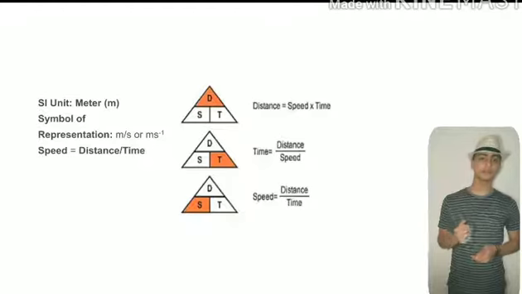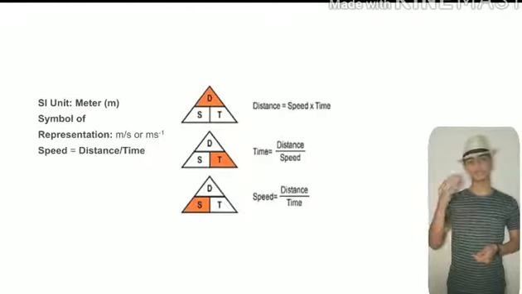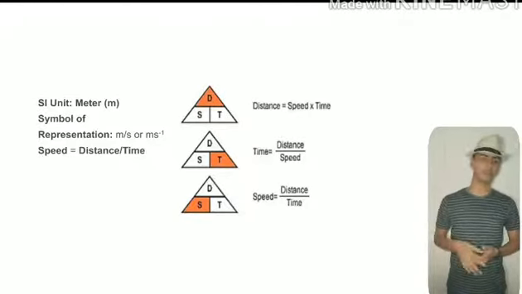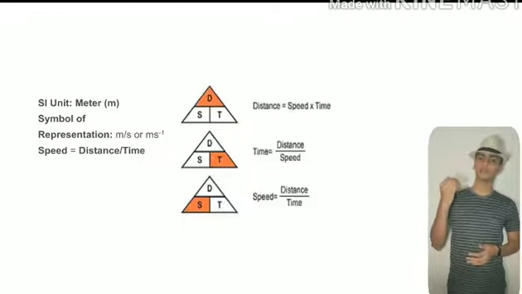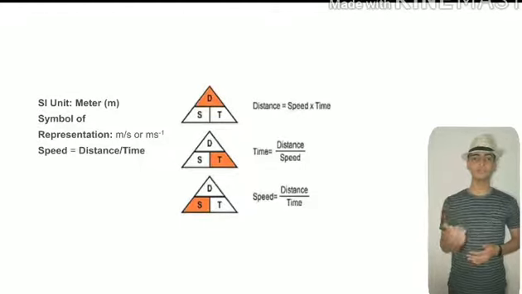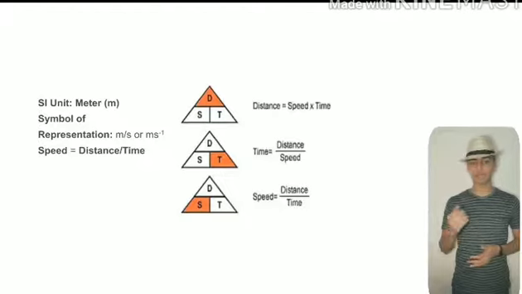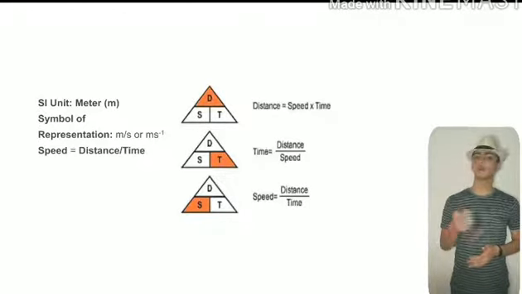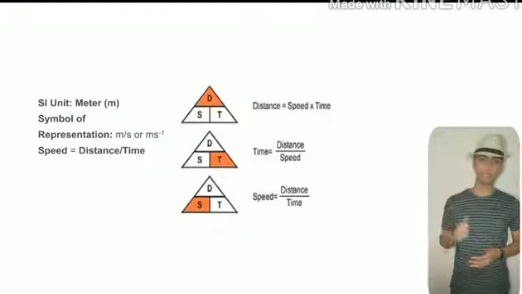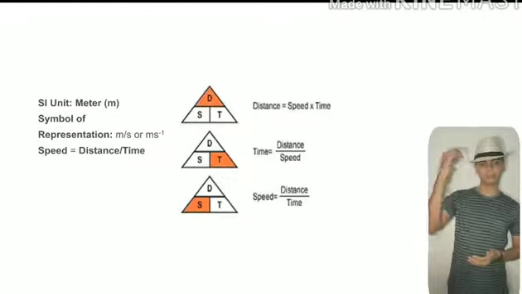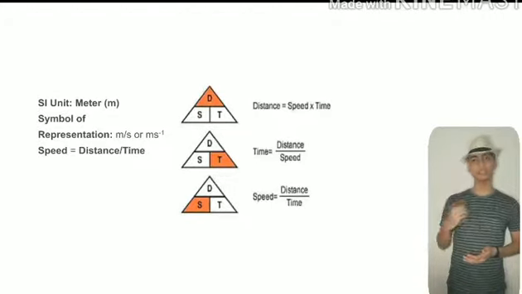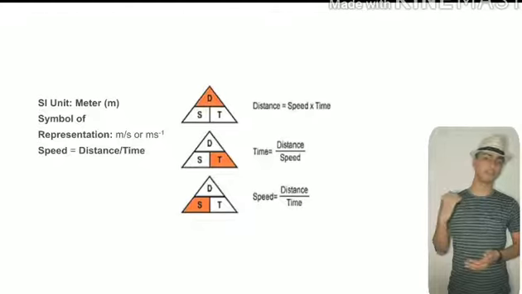In this we move anti-clockwise. If we want to know D, we simply write S into T, as both of them are at the base. The bases are always written in multiple form, whereas if the top and bottom are considered, then it is kept in divided form.